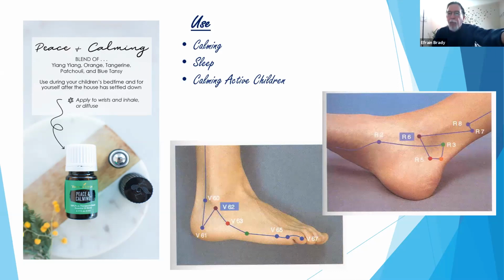R6 is more to connect you with the calming energy in a way. And V62 balances the active energy.